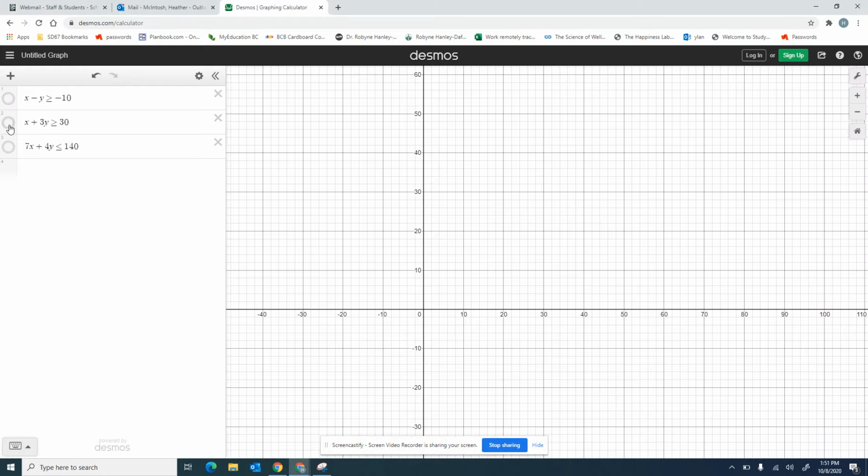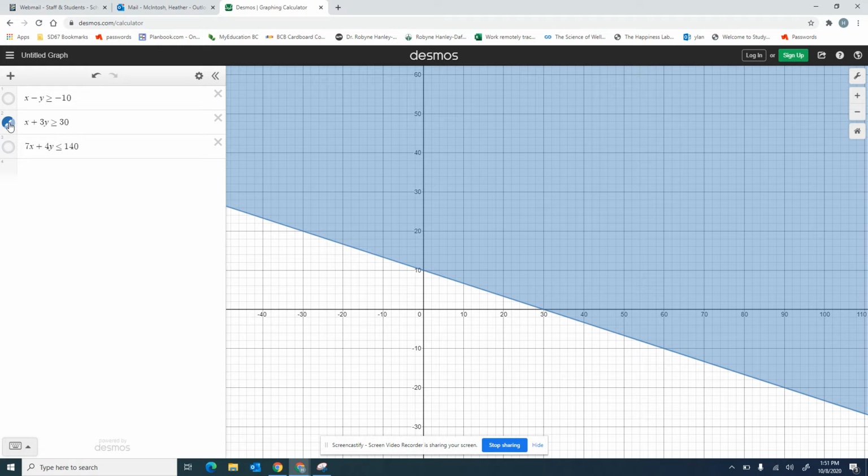The second line seemed good to me. It looked like you were shading above. So if you pick the point 0, 0 again, it is false that 0 is greater than or equal to 30, so you shade above the line, and that line looked great.